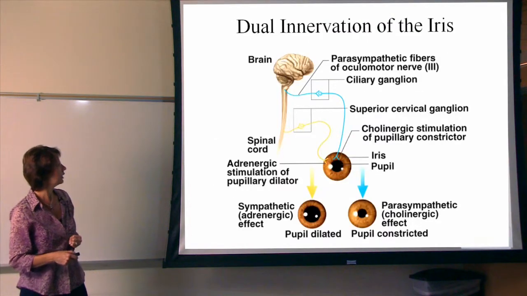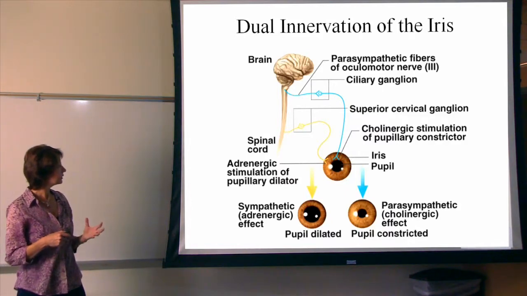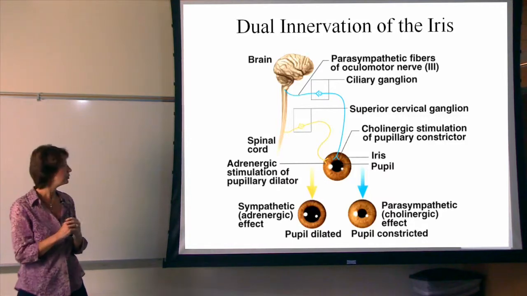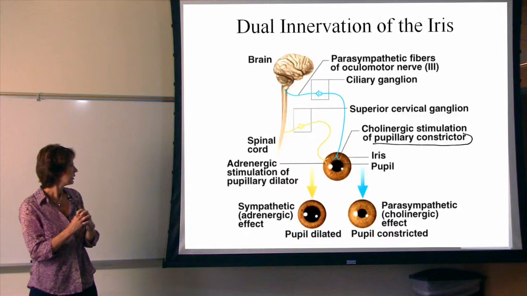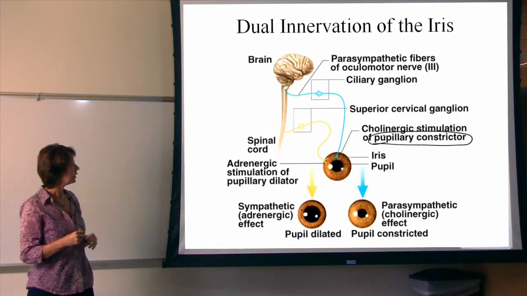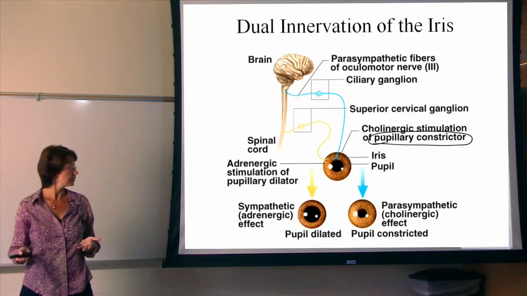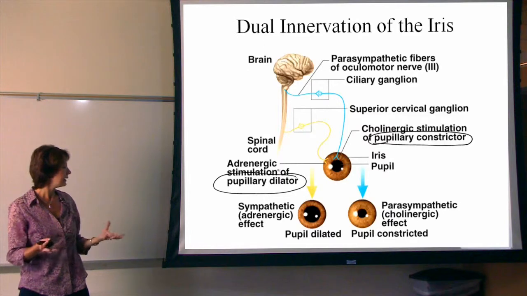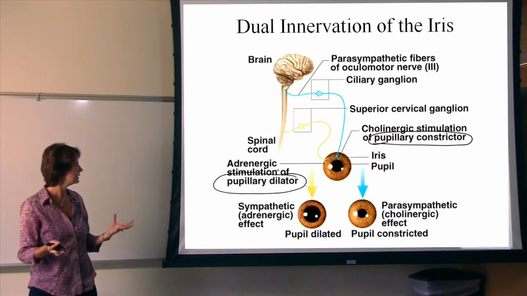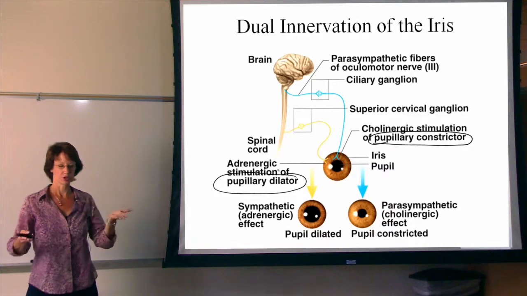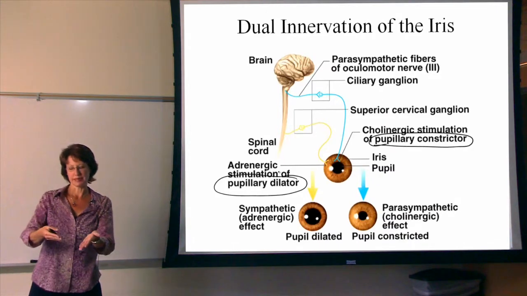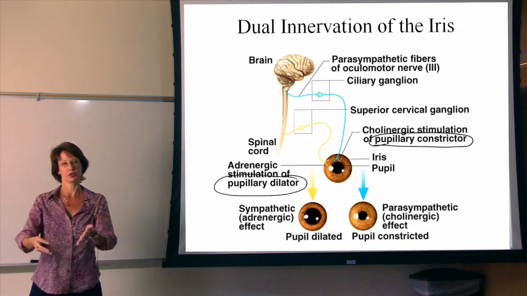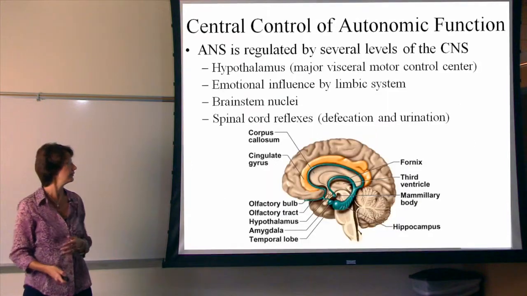So here's the example of the pupil size. In this particular case, the parasympathetic fibers are actually able to constrict the pupil size by working on a particular muscle, the pupillary constrictor, whereas the sympathetic nervous system actually has a dilating effect, working on a totally different set of dilator muscles. So the effects are opposite in this case, antagonistic, but they're not working on the same cells, the same muscles. They're working on two different sets of muscles to cause that effect.